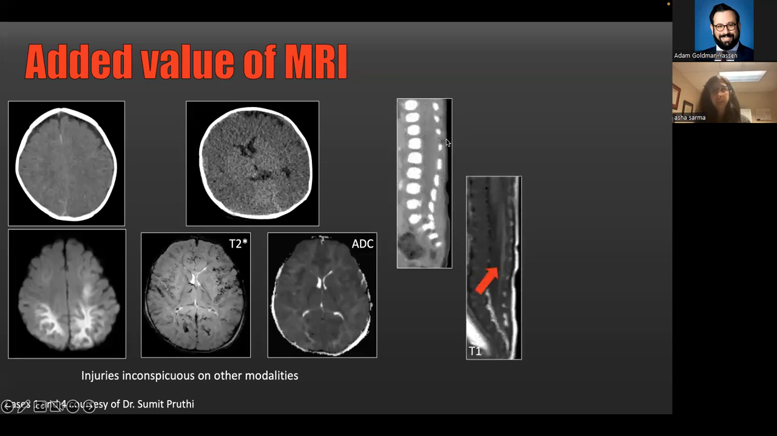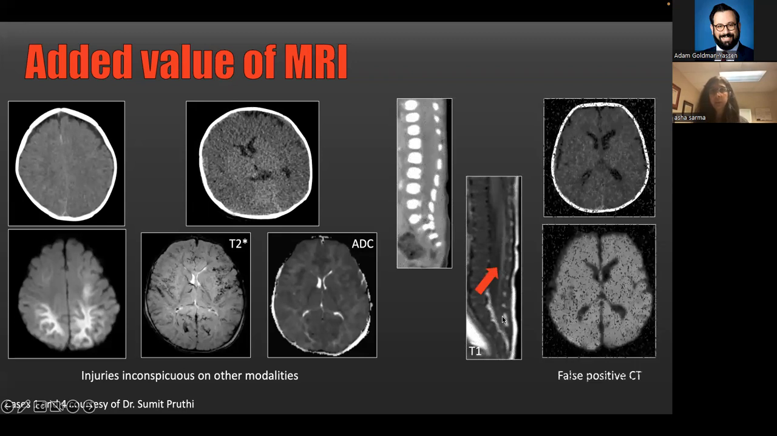Here's an example of a CT that was a CT abdomen and pelvis where you could see the spine. Very hard to see this thoracolumbar subdural hemorrhage in the lower spine without MRI. And then it can go the other way as well.